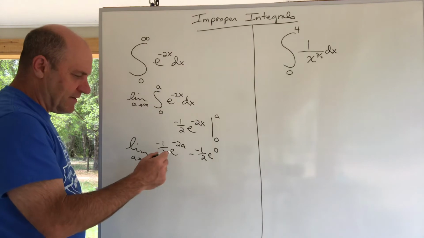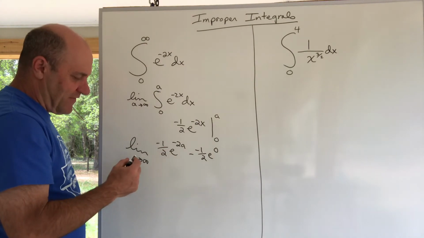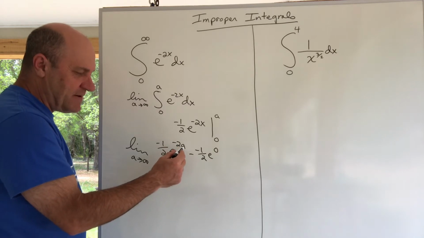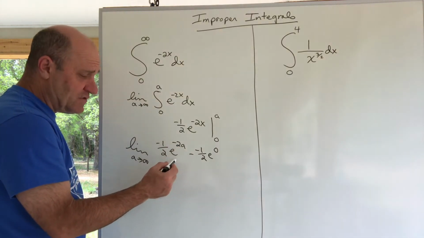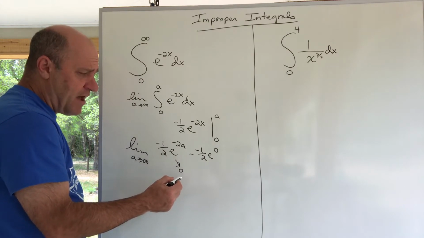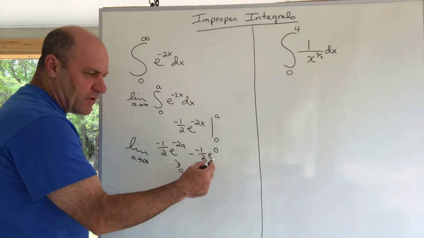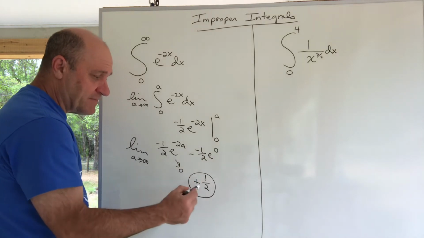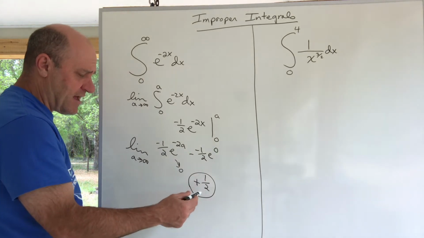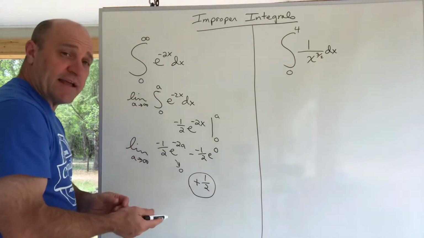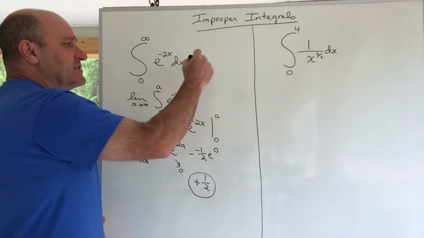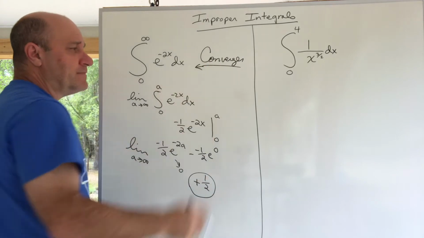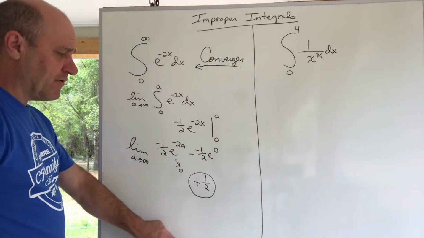Well, let's see here. Maybe you know that if I take the limit as a goes to infinity, I have e to the negative infinity here, and e to the negative infinity goes to 0. This term goes to 0. I'm left with this. This e to the 0, of course, is a 1, so I'm left with this answer, +1/2. That's my answer, +1/2. And when I get an answer like that, a numeric answer, what I say is that this integral converges. It's an improper integral and it converges.